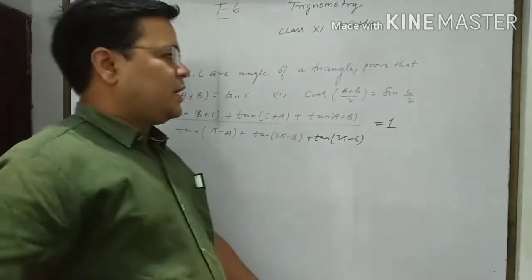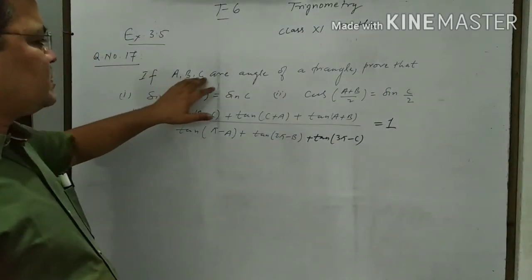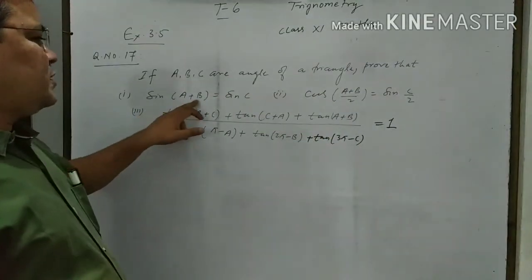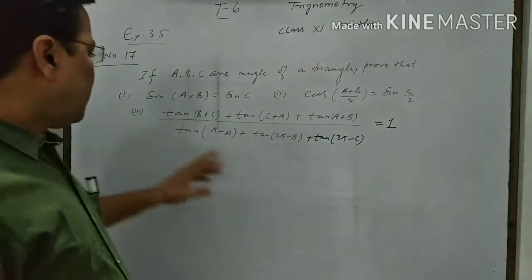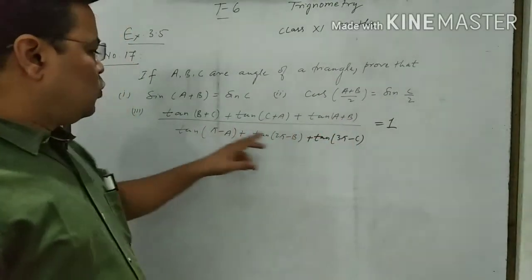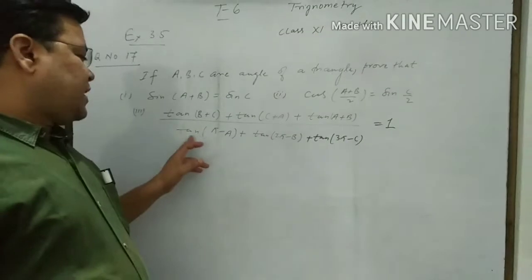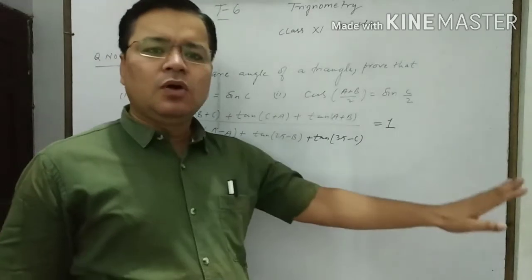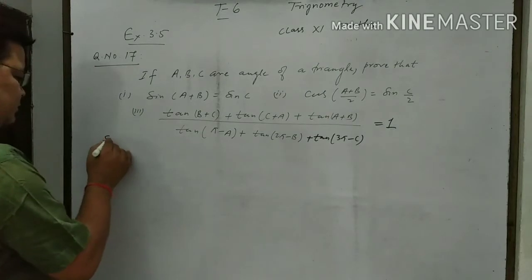Today in this video, I would like to explain question number 7. The question is: if A, B, C are angles of a triangle, then we have to prove that sin(A + B) = sin C, cos((A + B)/2) = sin(C/2), and (tan(B + C) + tan(C + A) + tan(A + B)) / (tan(π − A) + tan(2π − B) + tan(3π − C)) = 1. Here we will discuss this one by one. First of all, the solution.